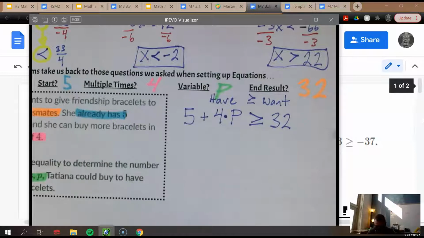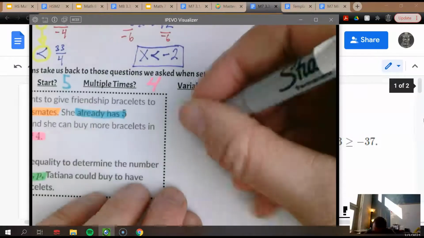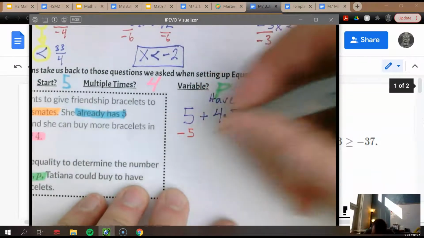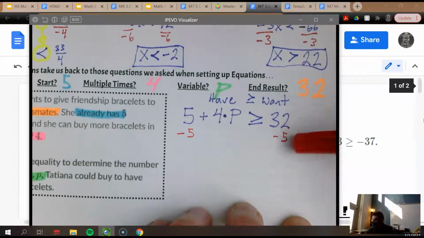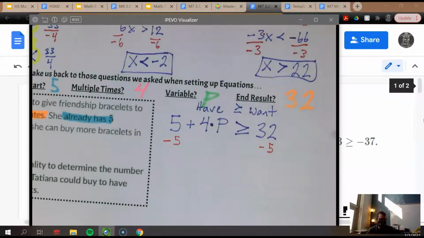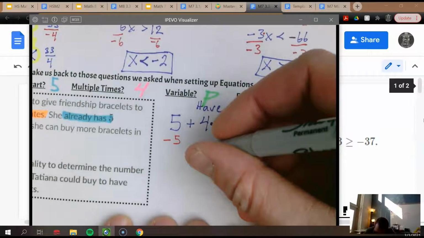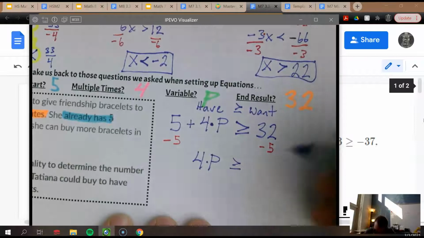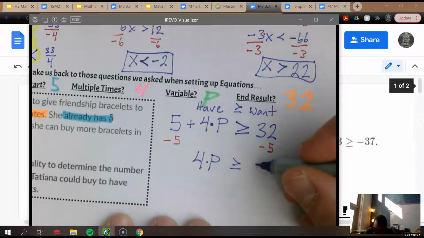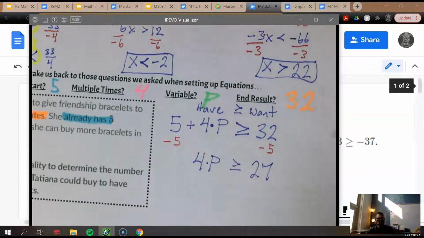All right, so, Lacey, what do I do first here? I would take away 5. Absolutely. And this tells us how many more bracelets we've got to get. If I have 5, I can take 5 away from how many I want to be able to have. And I can say now, my 4 bracelets per package needs to be greater than or equal to 27. If I already had 5, I need 27 more.